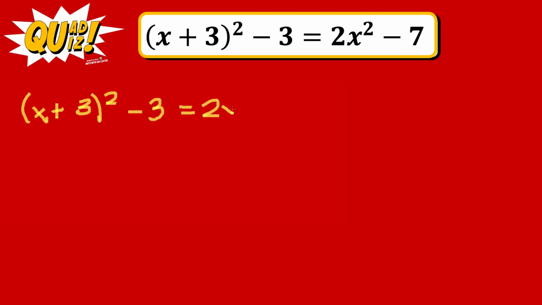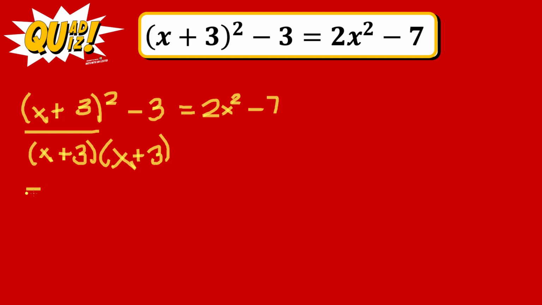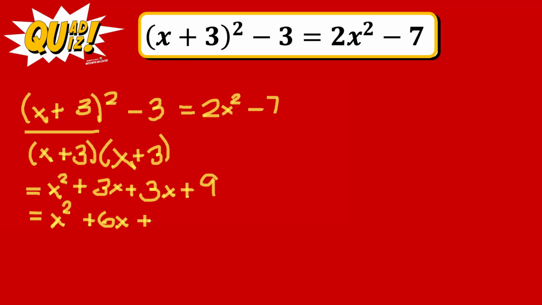So this is again the original equation, 2x squared minus 7. Let's try to simplify first the square of x plus 3. X plus 3 squared is just the same as x plus 3 times x plus 3. And by using the FOIL method, you'll get x squared plus 3x plus another 3x and 3 times 3, which is 9. Or the more simplified result, you will have x squared plus 6x plus 9.